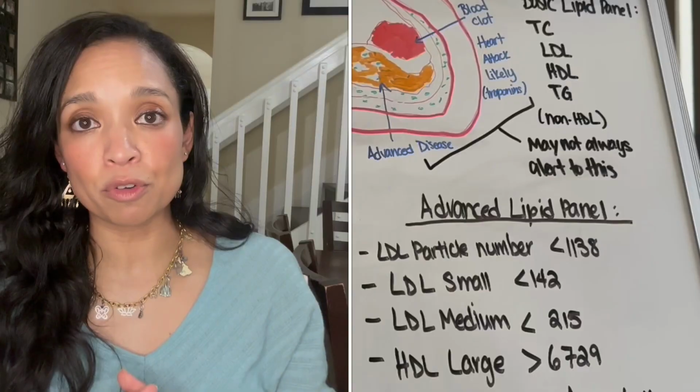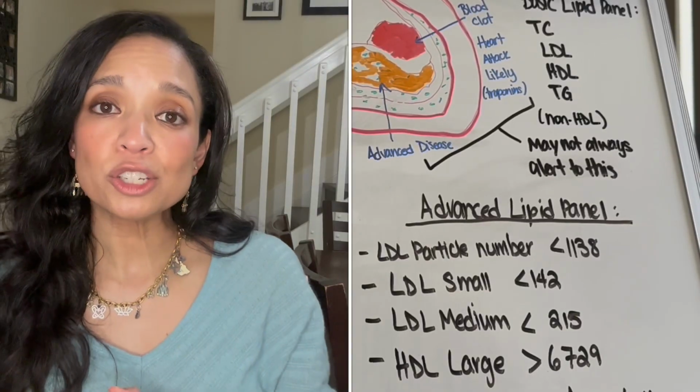So when you get a basic lipid panel, that's going to provide general information about how much fat you have circulating in your blood, about how much cholesterol content you may have in your blood, and those good cholesterol particles, which again is your HDL. But even beyond that, when we order an advanced lipid panel on patients, it gives us a lot more information.